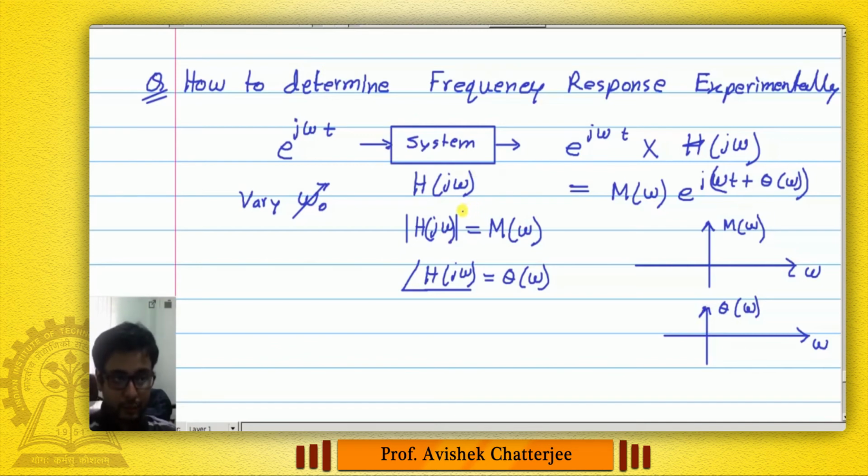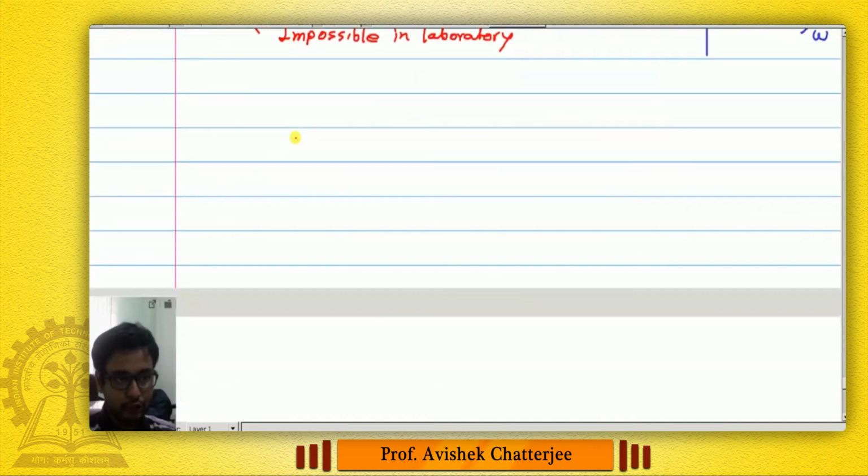Okay, but you know, this is not possible in the laboratory. It is only possible in our imagination, in our understanding. Because how will you produce a complex valued signal in the laboratory? I mean, we can only produce real valued signals, not complex valued signals. So, alternatively, we can do the following.